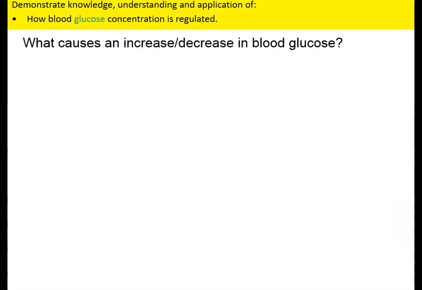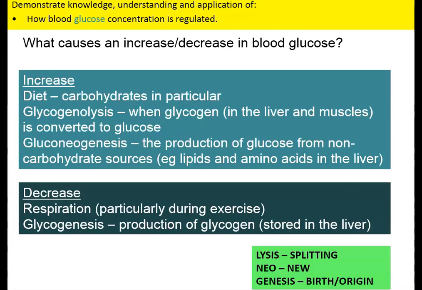So there are different ways that your body responds, with insulin and glucagon, to either increase or decrease the amount of glucose in your blood. There are three new words here that you need to know. We've talked about lysis before. The word lysis means splitting, neo means new, and genesis is birth or origin. Those words appear in some of the new words we're going to look at today, and knowing what they mean will help you to remember these longer biological terms.